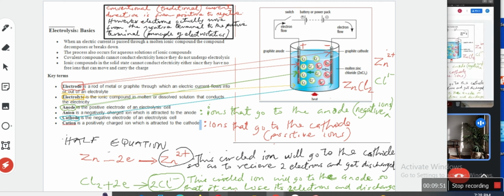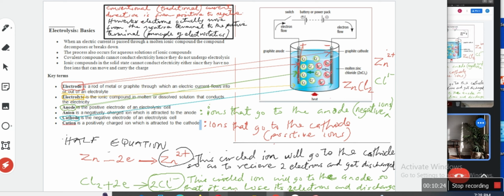For instance, look at this. See these rods? These rods are the electrodes. Current can flow through the wire into the rod and then enters into the electrolyte, which is the ionic compound in molten or aqueous state, and then flow into the other electrode and back to the battery or power source.